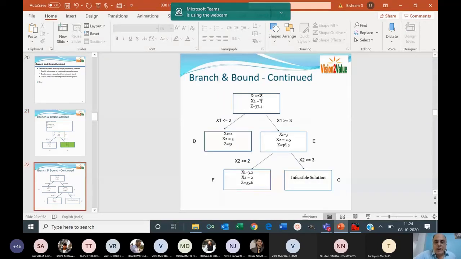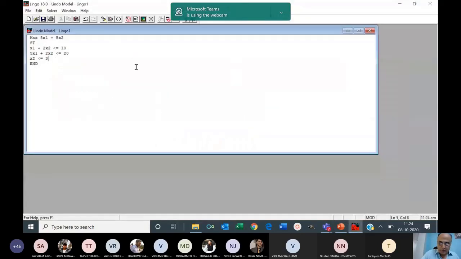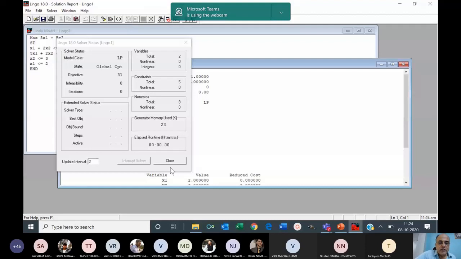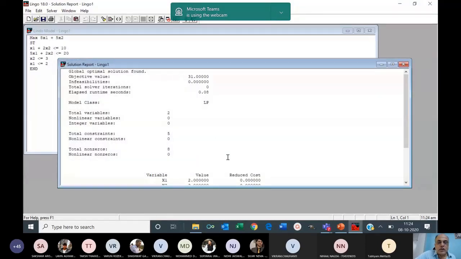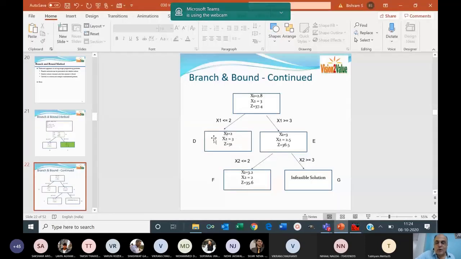Now, since it is 2.8, we got x1 less than or equal to 2 and x1 greater than or equal to 3. Let us try solving less than or equal to 2 first. If you put x1 less than or equal to 2 as another constraint, you get a solution of 31. It is an integer solution, but 31 is lower than 36. So we are not going to work on this branch, and this branch we are going to stop.